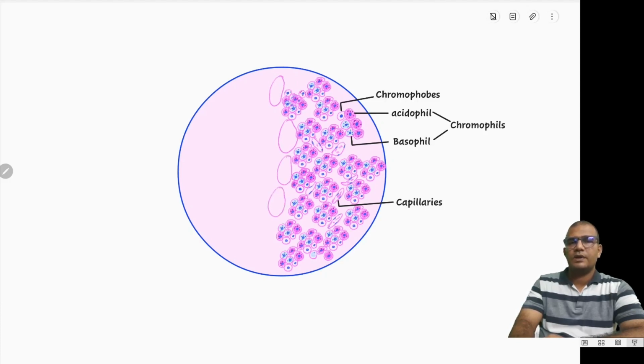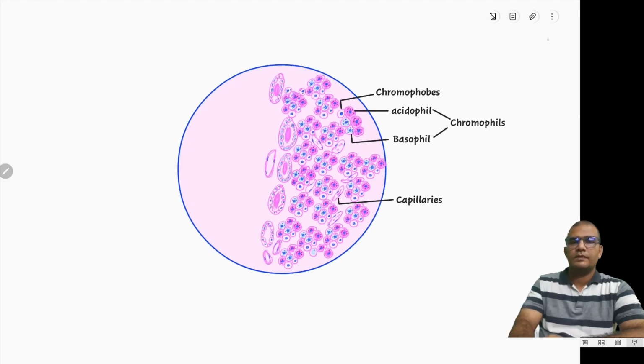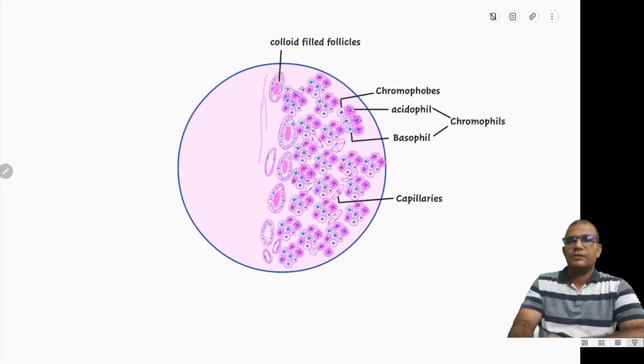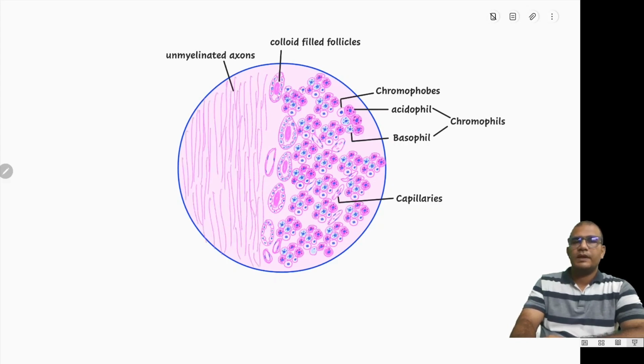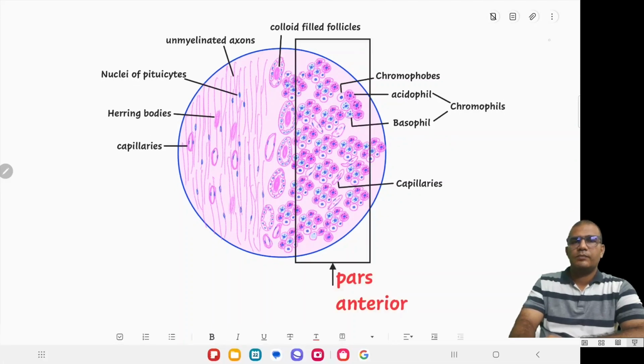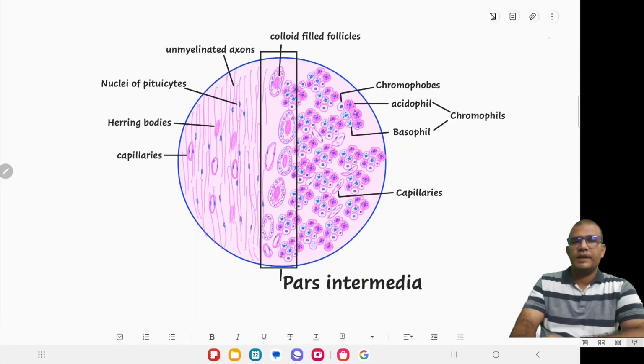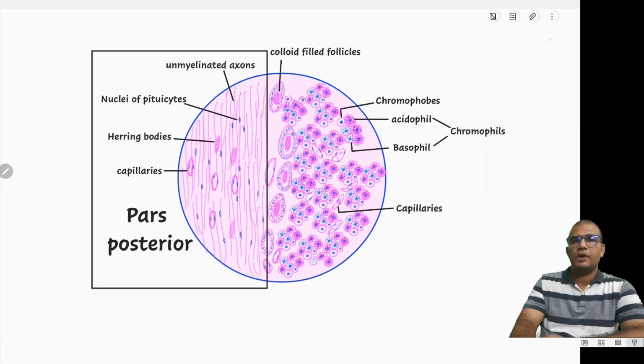The characteristics we have already discussed. It consists of colloid filled follicles which are lined by basophilic cells. So let us show colloid filled follicles. Next we will show the axon terminals in the neurohypophysis. Then there will be again capillaries, then glial cells, which are known as pituicytes, and we will show some swollen axons. These are Herring bodies. So this is pars anterior, pars intermedia, and pars posterior or neurohypophysis.